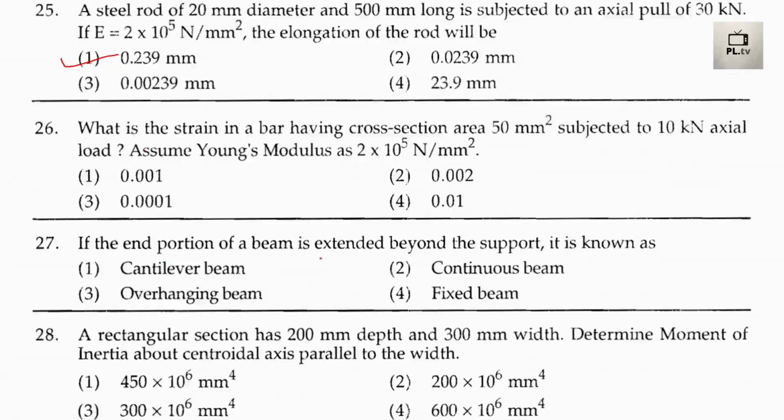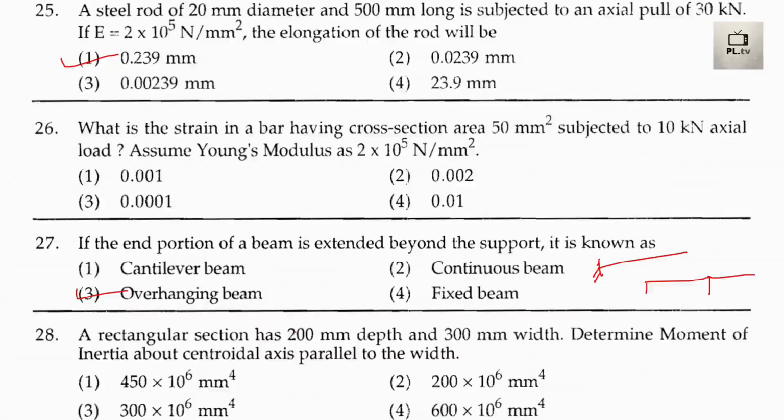If the end portion of the beam is extended beyond the support, it is known as. So few of you may be confused with cantilever beam, but a cantilever beam has just one end supported, that is fixed, and there is no support at the other end. An overhanging beam has two supports. If here is one support and here is one support, and you extend the beam beyond it, then it becomes the overhanging beam. So the correct option is overhanging beam.